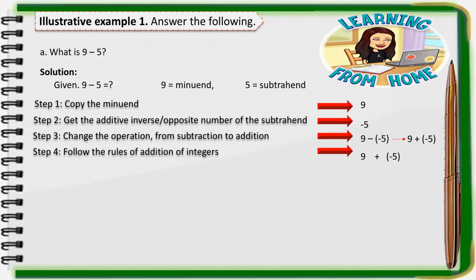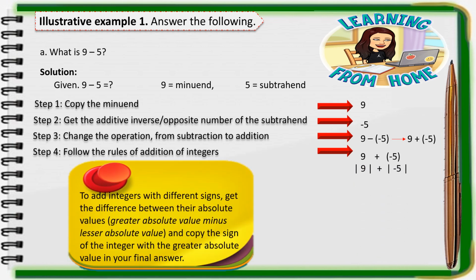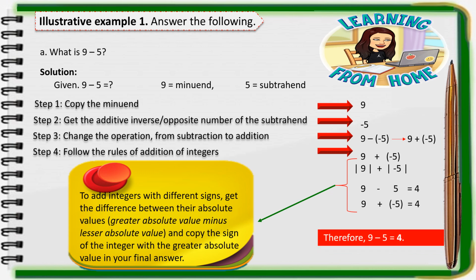So, let us recall. To add integers with different signs, get the difference between their absolute values. Greater absolute value minus lesser absolute value. And copy the sign of the integer with a greater absolute value in your final answer. So, therefore, ang ating magiging sagot ay positive 4. Dahil ang mas greater absolute value ay 9 at ang kanyang sign mula sa original ay positive.